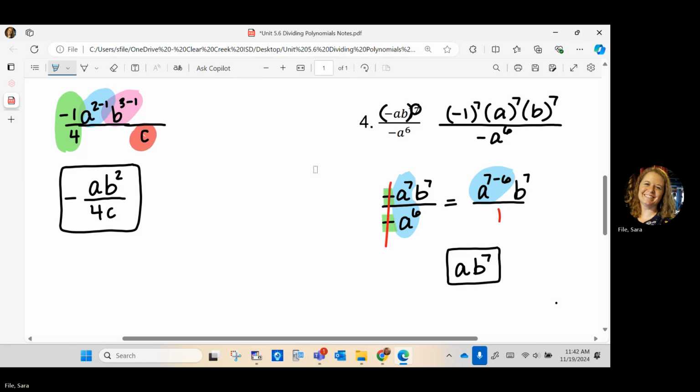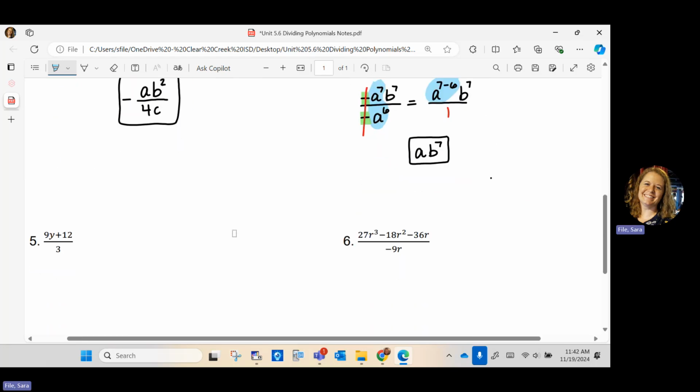Okay. Let's check out the next one. Now in 5, I see a plus sign here. It is separating the 9y and the 12. So those are two separate terms in the numerator that are both being divided by 3. So that divided by 3 goes to each term in the numerator.